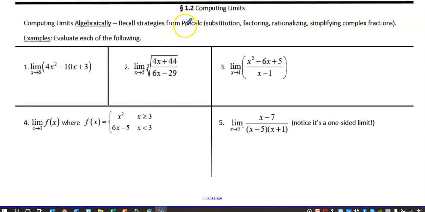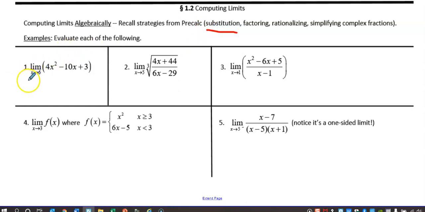All right, guys, we're going to continue on with day one. We're going to do section 1.2, computing limits. Basically, the first part of this section has to do with computing limits algebraically. The first thing that you should try for basically every limit is doing substitution. Substitution is the most important one because it's the easiest thing to do.